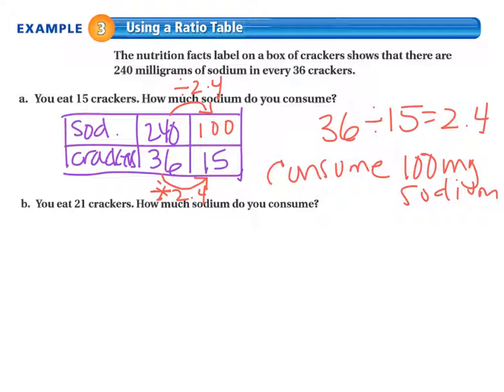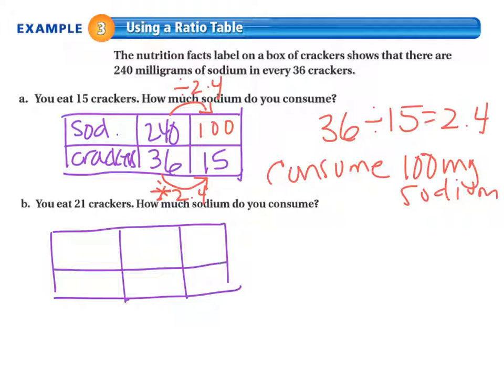Then part B, you eat 21 crackers. How much sodium do you consume? Well, we're going to set up the same table. Sodium, crackers, but instead of 15, I'm going to put 21. I'm actually going to change this to 24, so make sure you change that on your papers.